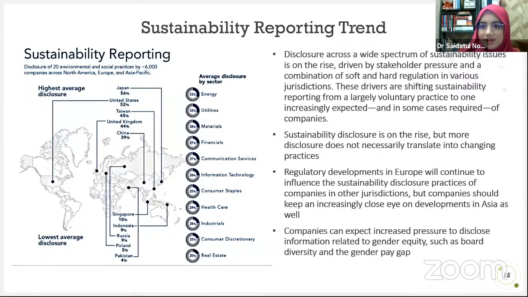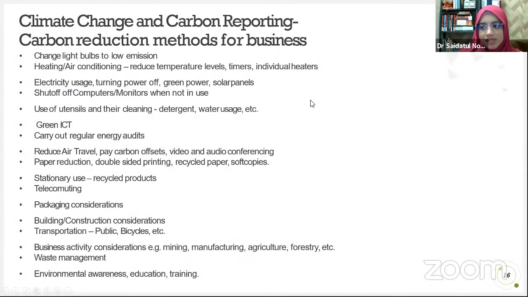All right, so in sustainability reporting, we have a lot of types of reporting. We have the general sustainability reporting, but we also have climate reporting or carbon reporting, and we also have integrated reporting. Okay, for example, this is climate change and carbon reporting, and these are the methods that could be used by businesses to actually reduce the carbon. So now we're talking about carbon credit and all that. So people are really putting emphasis on carbon. You have to reduce your carbon emission. So yeah, these are the ways that businesses can do to reduce their carbon emission.